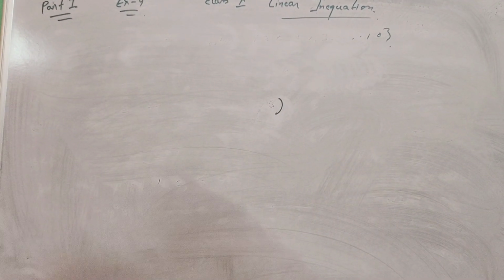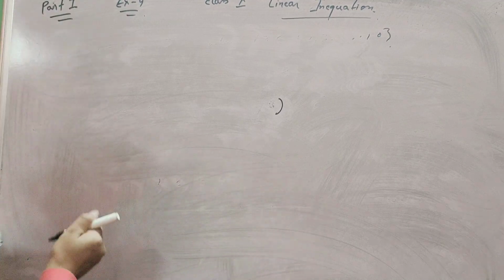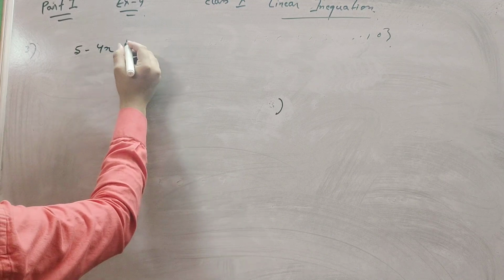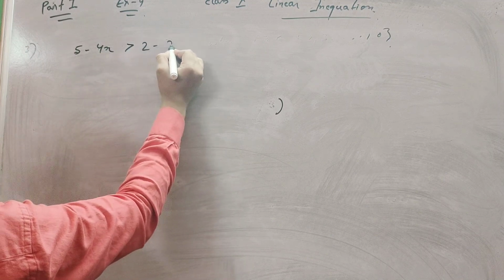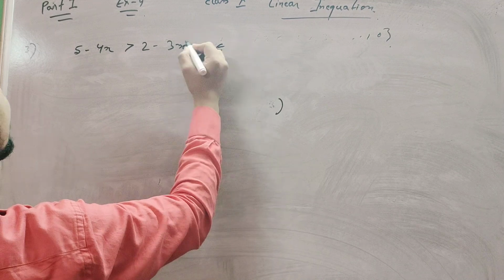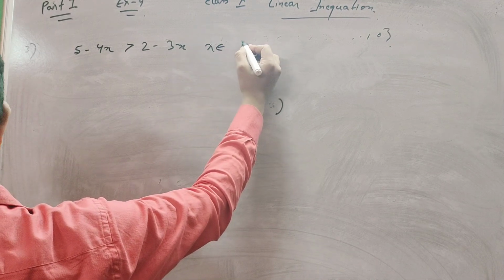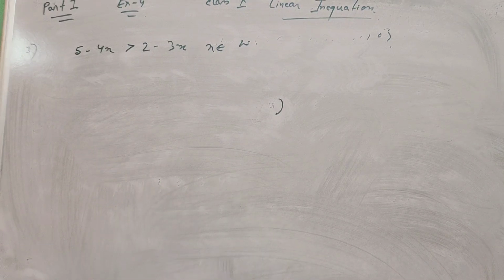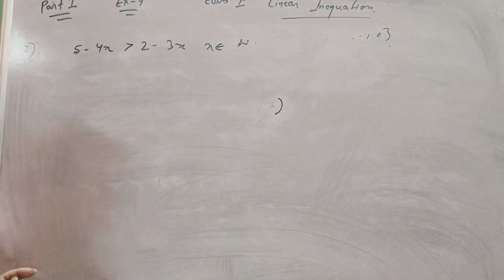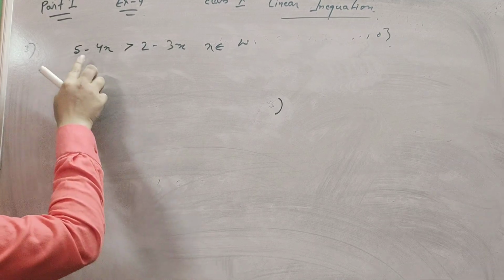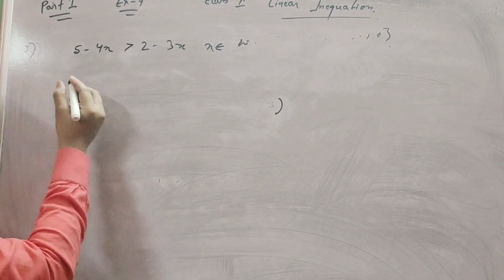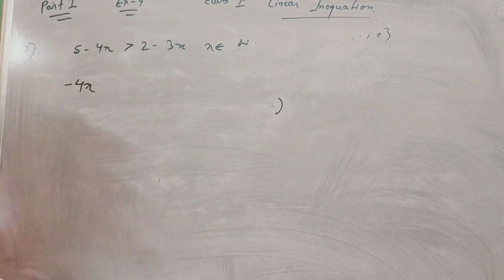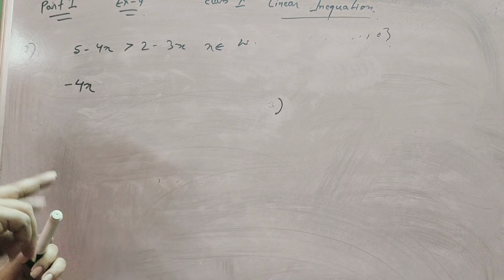Okay, question number 3. 5 minus 4x is less than 2 minus 3x, where x belongs to whole numbers, and also represent the answer on the number line. First of all, we see minus 4x, this minus comes to this side, that is plus 3x. That means you add 3x on both sides.